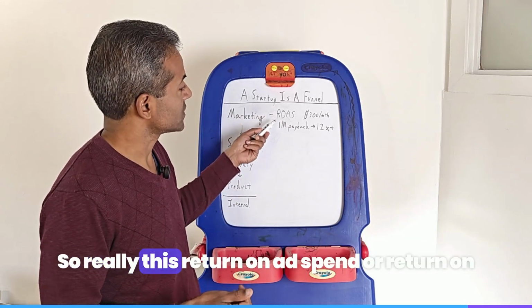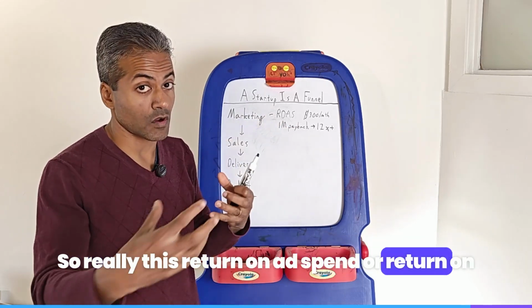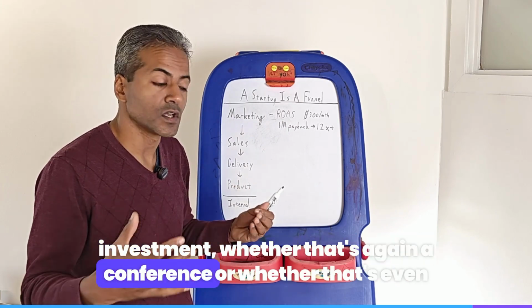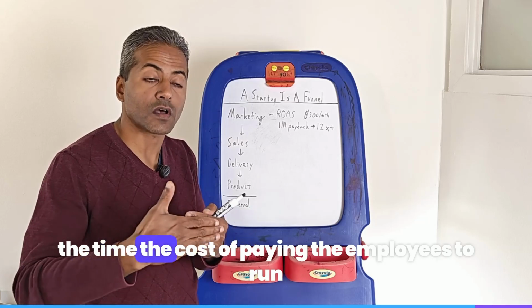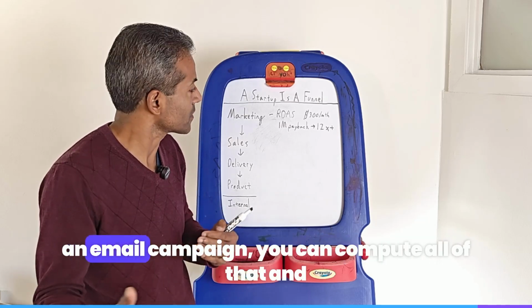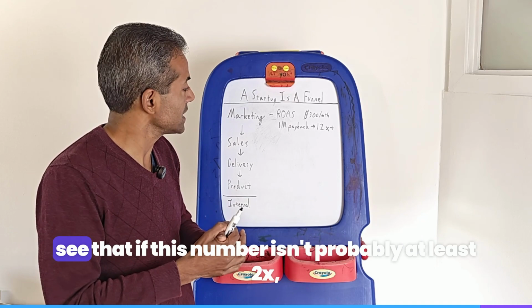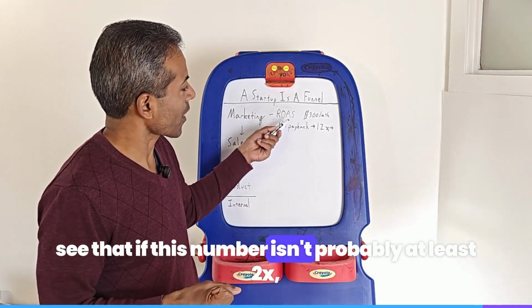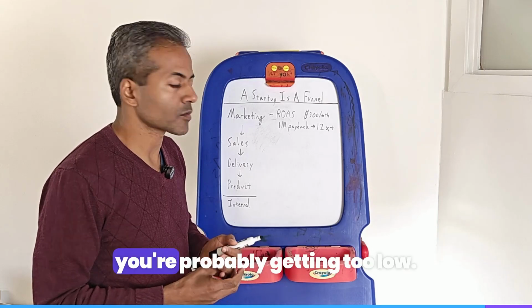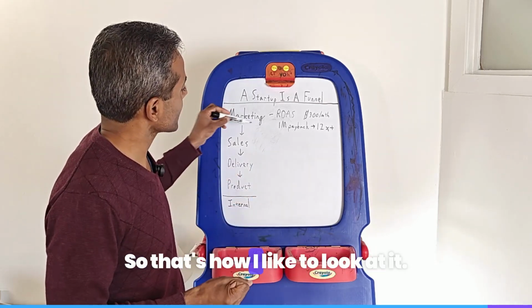So really this return on ad spend or return on investment, whether that's a conference or the cost of paying the employees to run an email campaign, you can compute all of that and see that if this number isn't probably at least 2x, you're probably getting too low. So that's how I like to look at it.